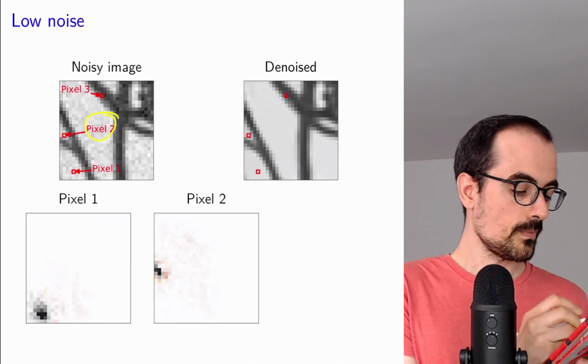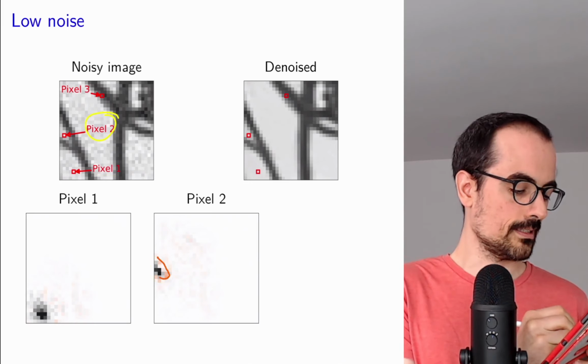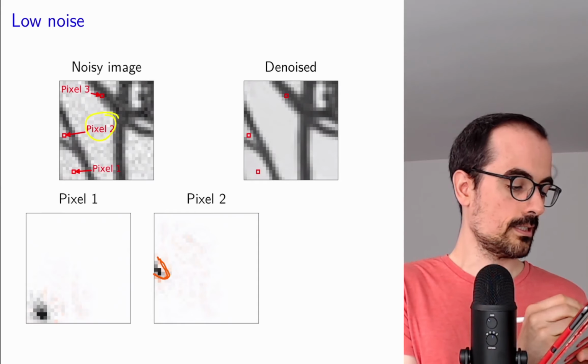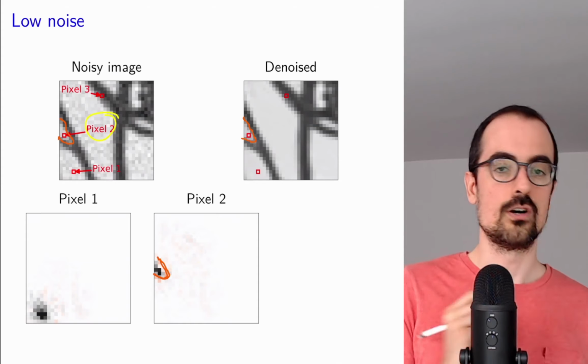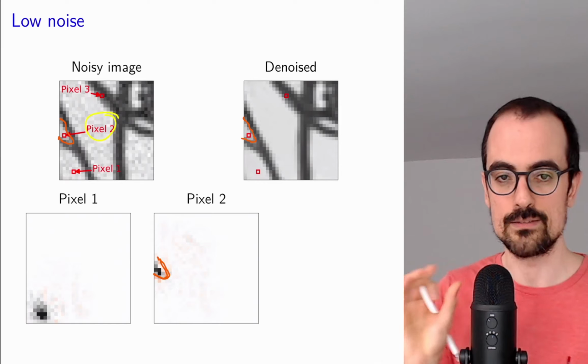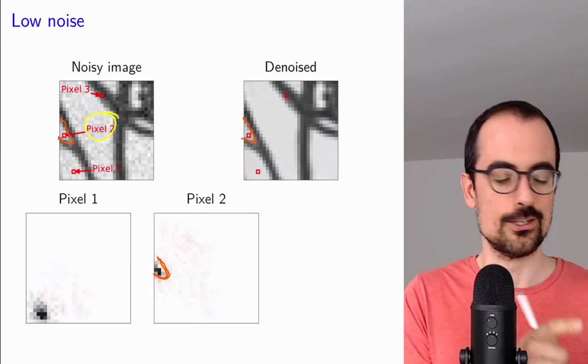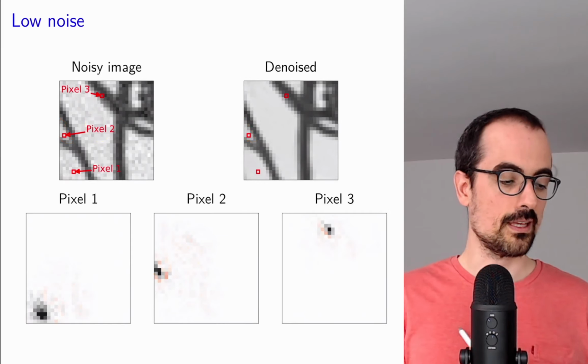Realize that it's not a coincidence that this starts looking weird like this, because this is exactly the edge of the image that it should respect if it wants to do sharp denoising. And the same thing here.